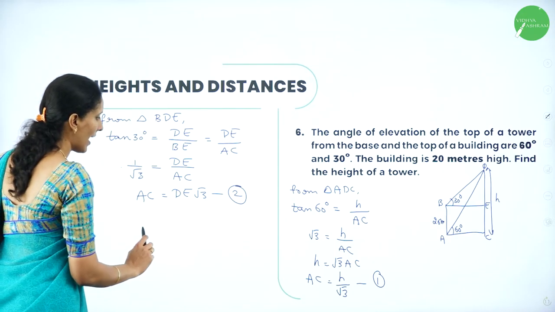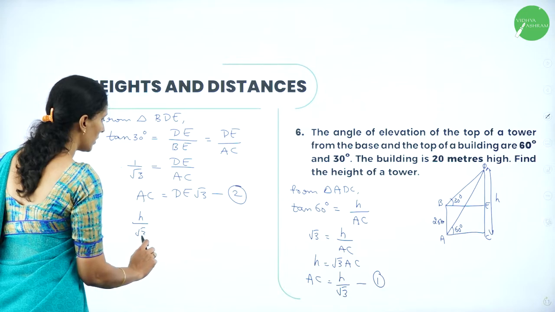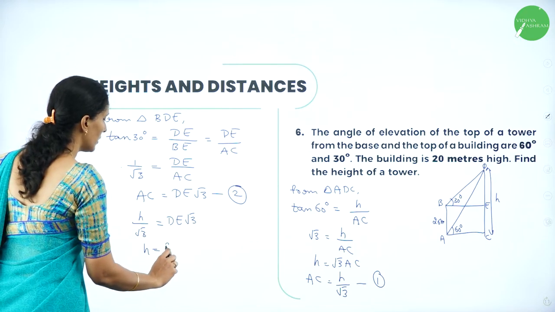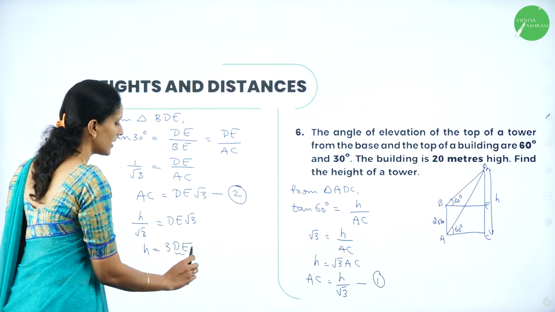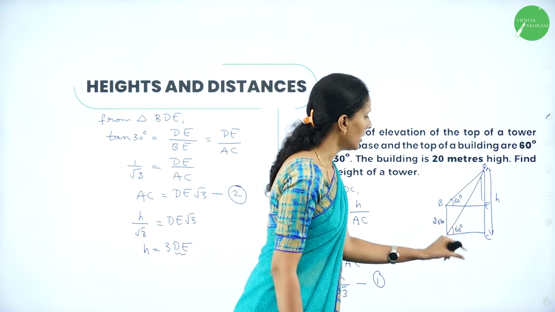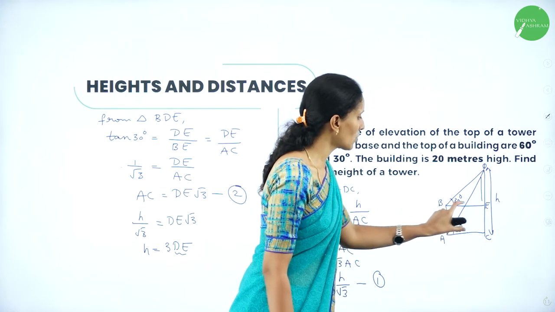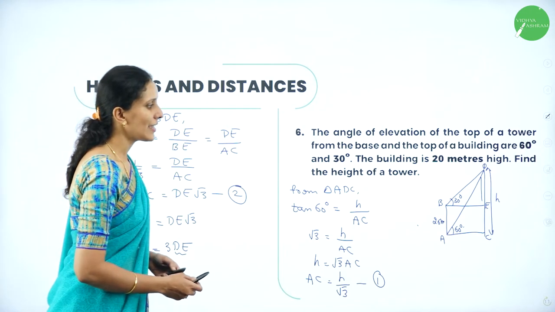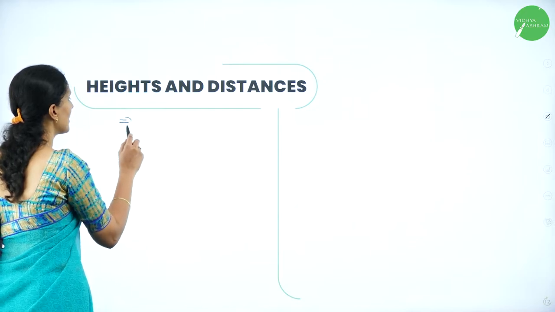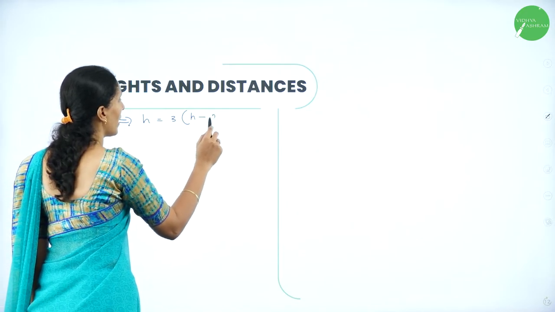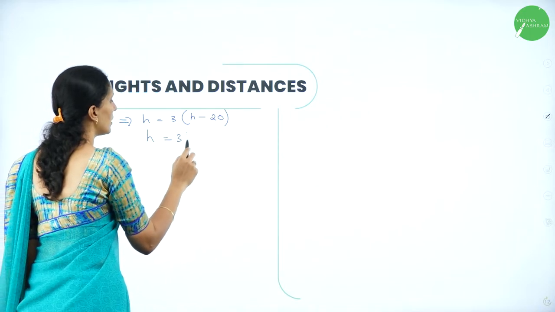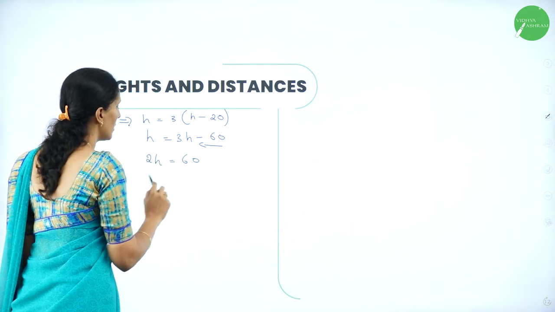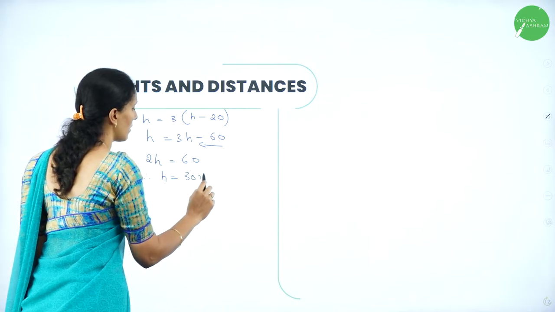Now, from 1 and 2, I can write H divided by root 3 is equal to DE root 3, or I can write H is equal to 3 into DE. Actually, what is DE? DE means this distance is 20. Because AB is 20, I can write CE as 20. It is DC minus 20, or we can write it as H minus 20. So this implies H is equal to 3 into H minus 20. So H is equal to 3H minus 60. We'll get 2H is equal to 60. So therefore, H is equal to 30 meter.